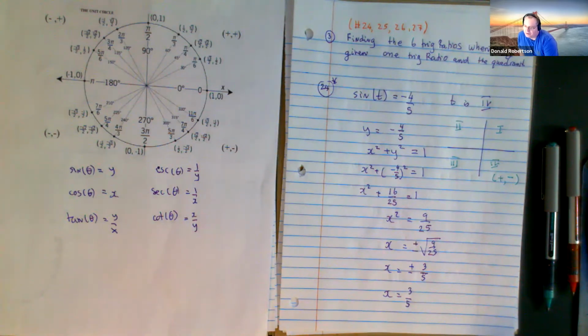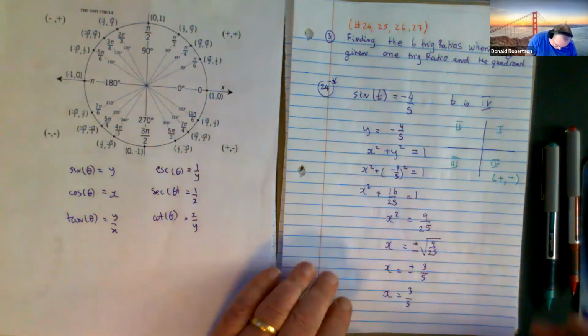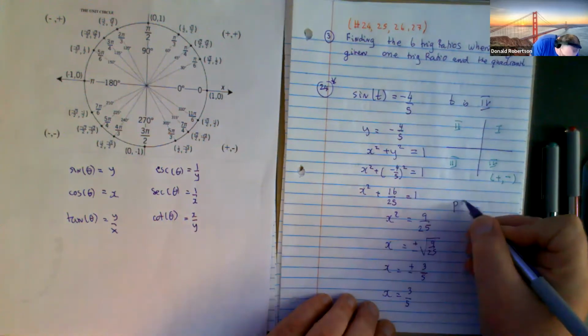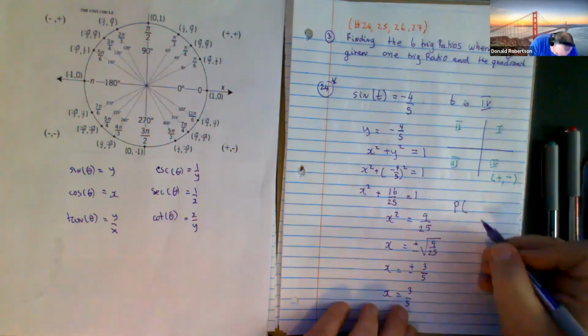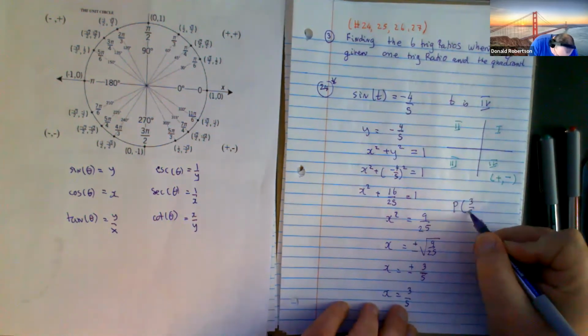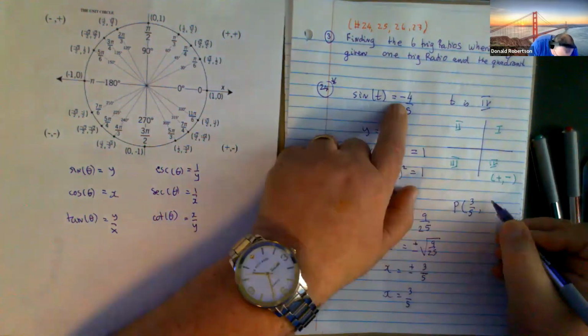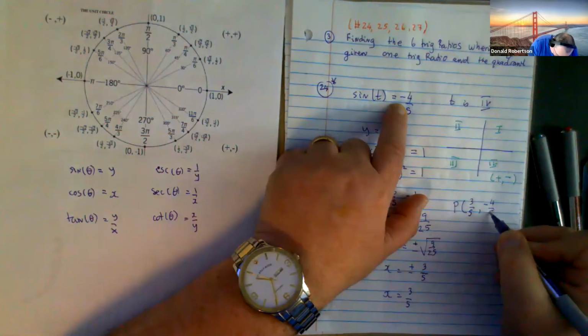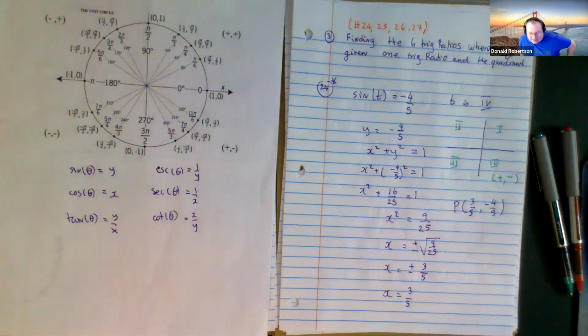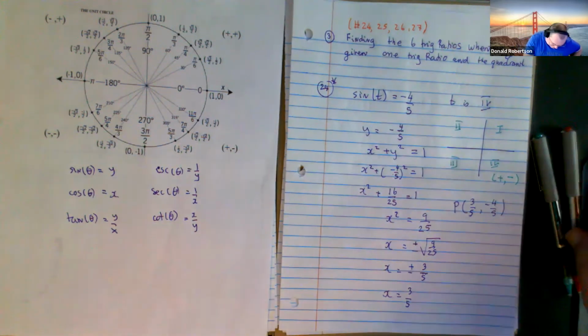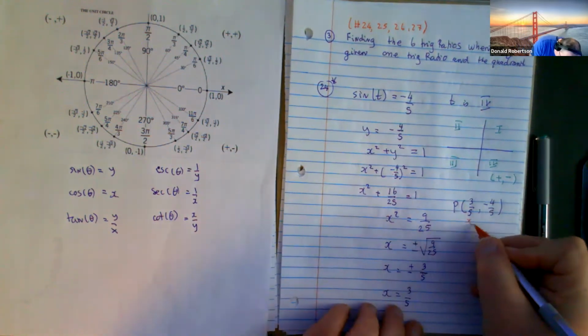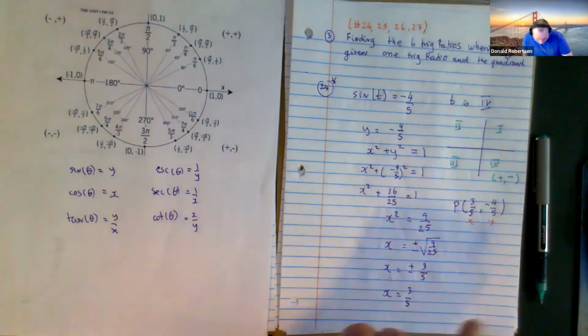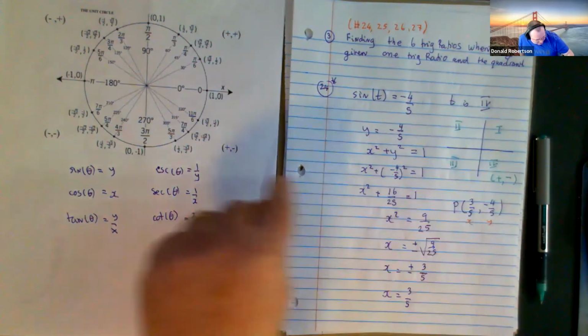Are we good? Now, once you've done that, you now know the coordinates of the terminal point. The x coordinate, we just found out a minute ago, is 3/5, and the y coordinate is negative 4/5. And at this point, I'm going to stop for a moment. Once I know that guy, can't I find all 6 of these?